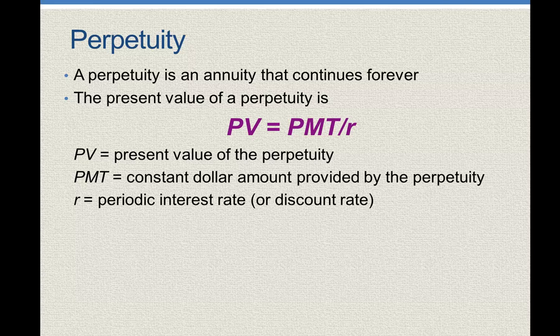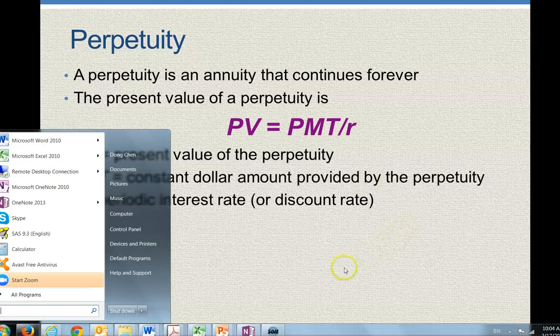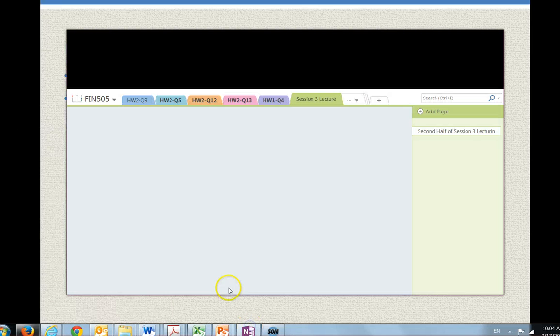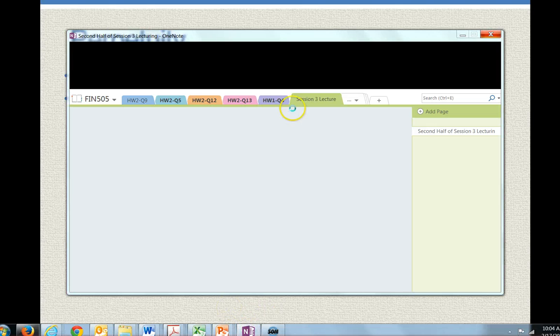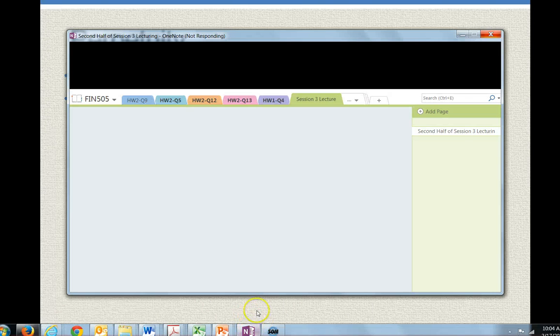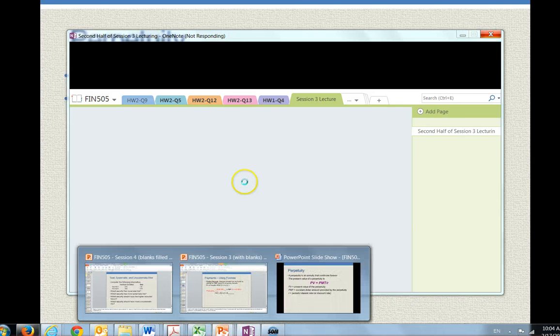So to understand that, you can simply calculate, given a certain interest rate... that's interesting. Hmm. Okay, so I guess this is preventing me from operating it.